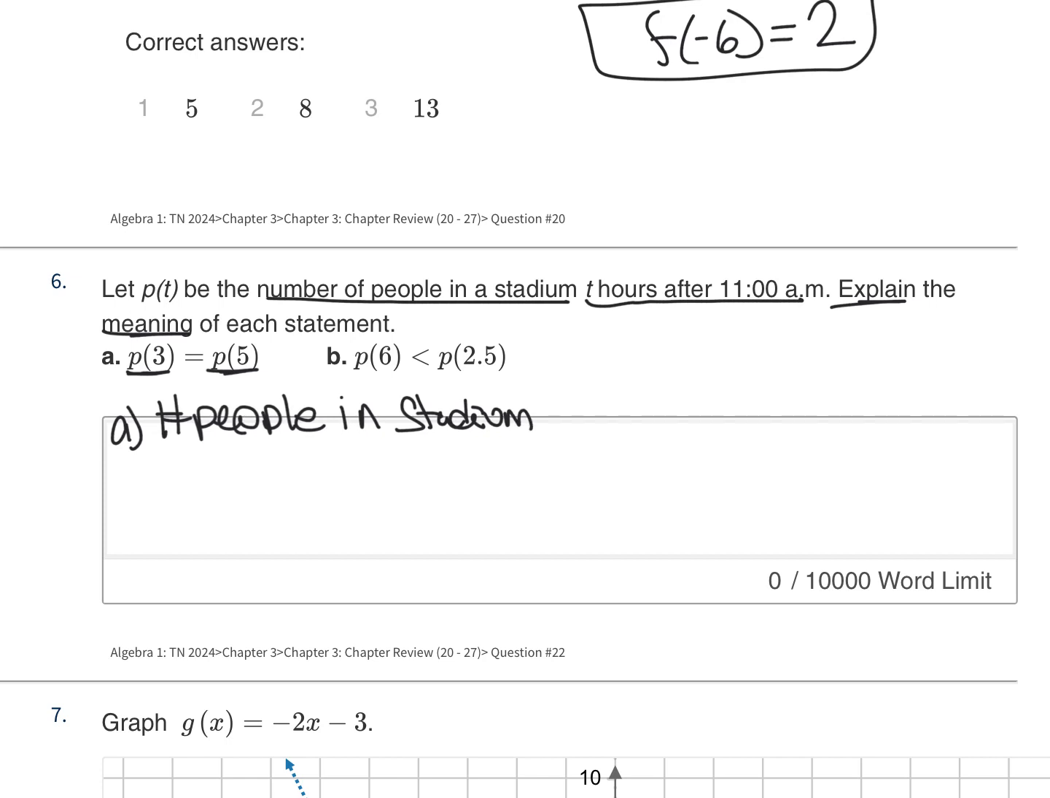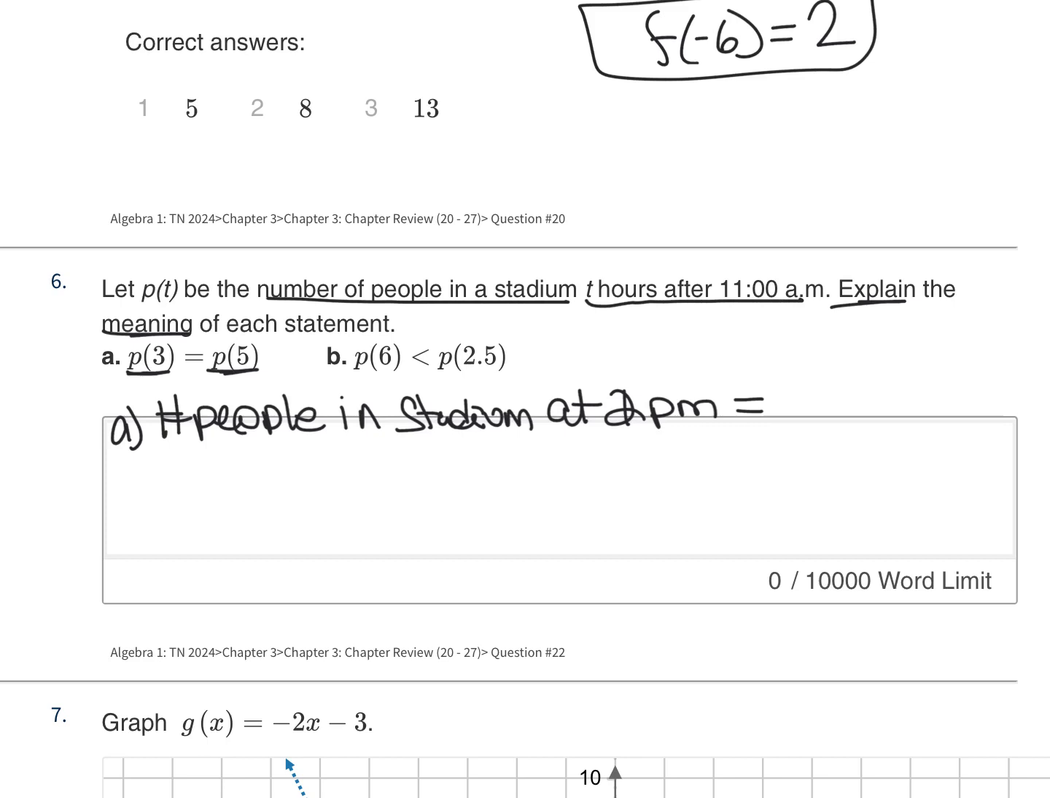So 3 hours after 11 is 12, 1, 2. Yes, ma'am. Is Calhoun with you? He is. He can come.